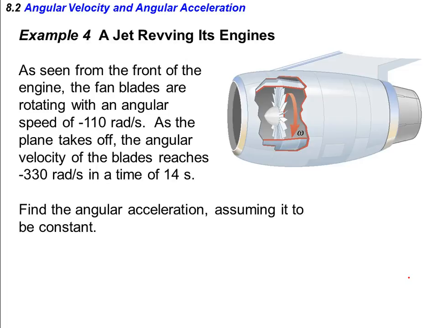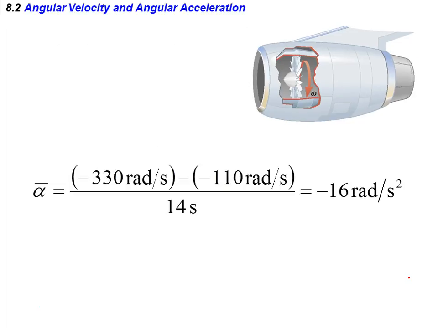So an example here, we have a jet engine that starts at a speed of negative 110 radians per second. As the plane takes off, the angular velocity of the blade reaches negative 330 radians per second in 14 seconds. We want to find the acceleration. This is just a day one kinematics problem, just using our angular quantities instead of our linear quantities. So we find the delta omega over delta t, and we get 16 radians per second squared. Now once again, this is negative just because we're showing it's a counterclockwise rotation.